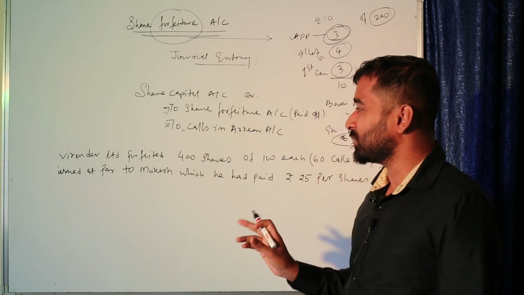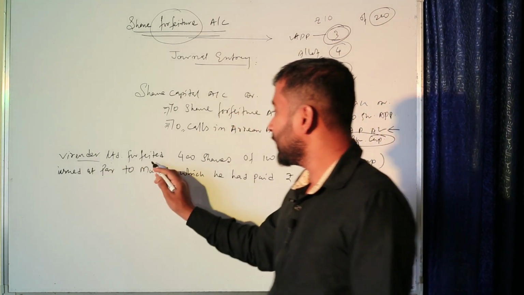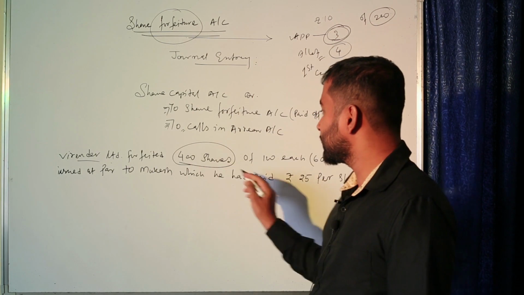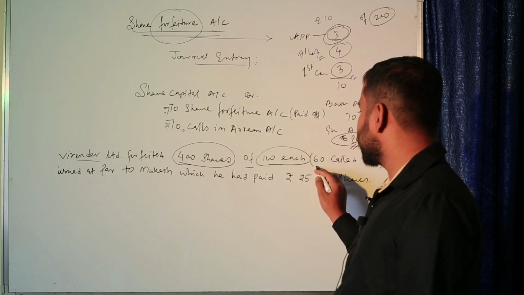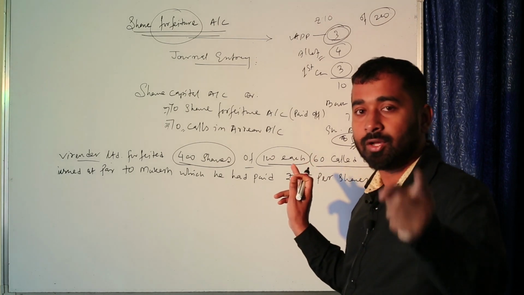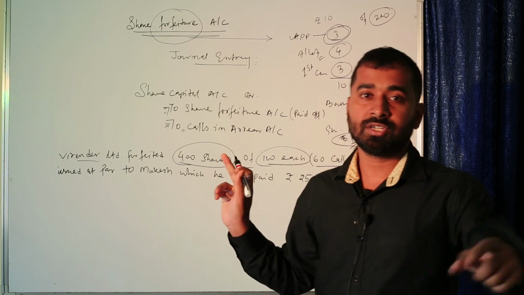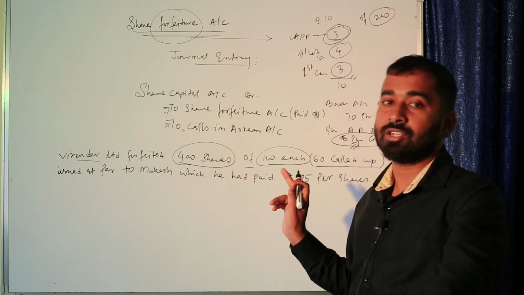Let's see one small question we have taken here. Birinder Limited forfeited 400 shares of 100 each, 60 called up. 60 called up, what does that mean? Whatever amount the company called up, that much money the company has already transferred to share capital. So that much money I should get back.